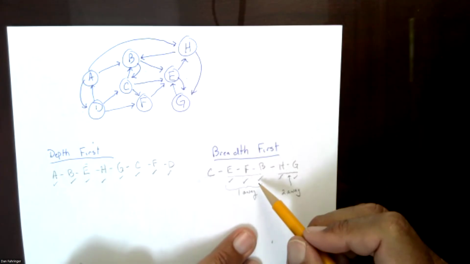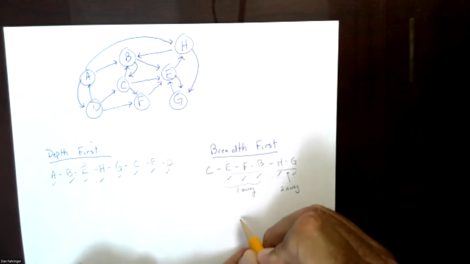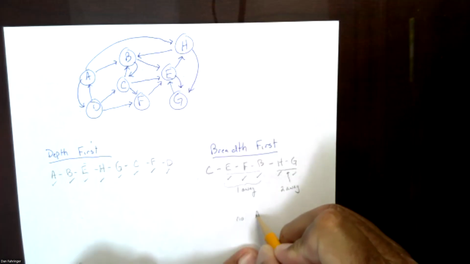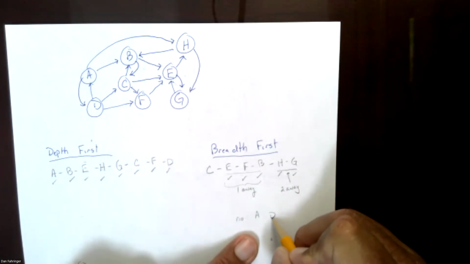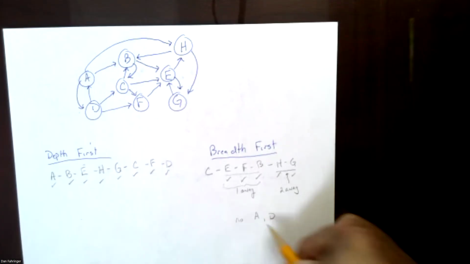C can never get where? C can never get to A. And what else can't C get to? D. I think D. Yeah, no A or no D.